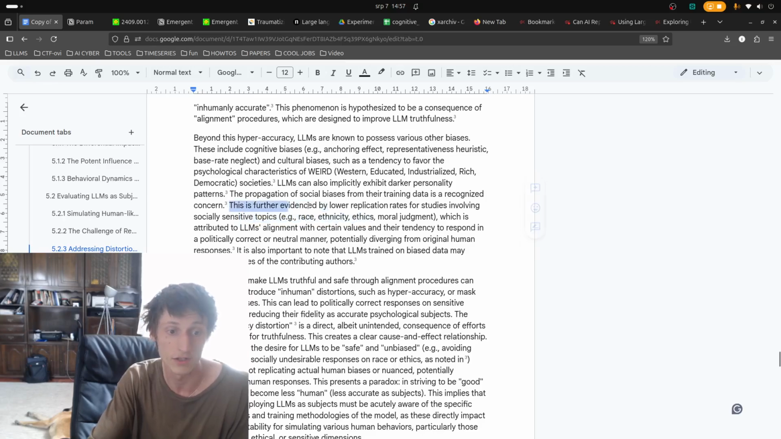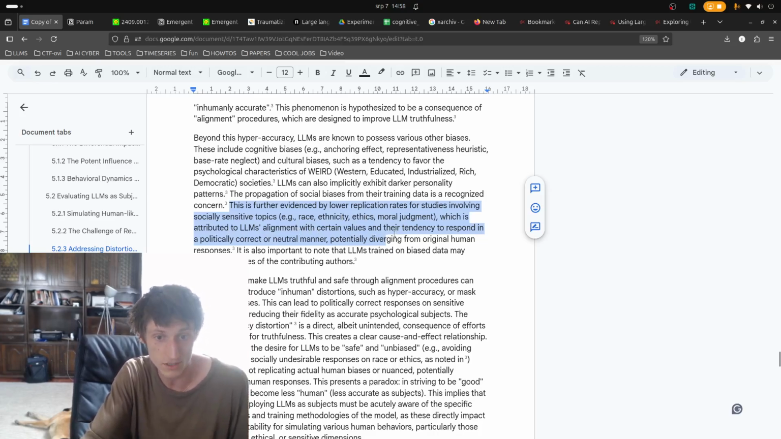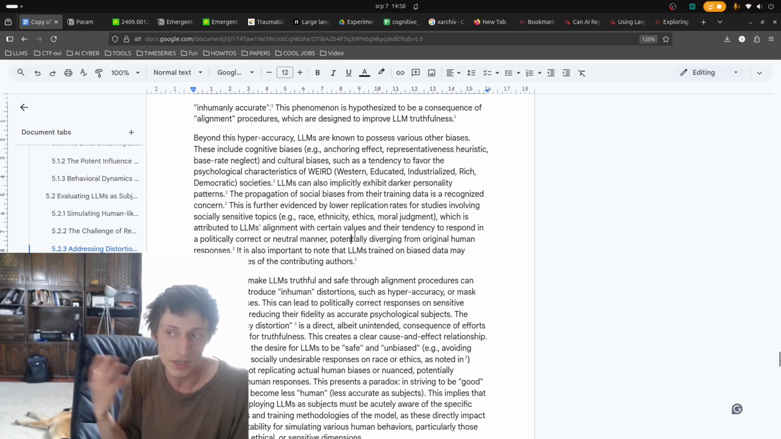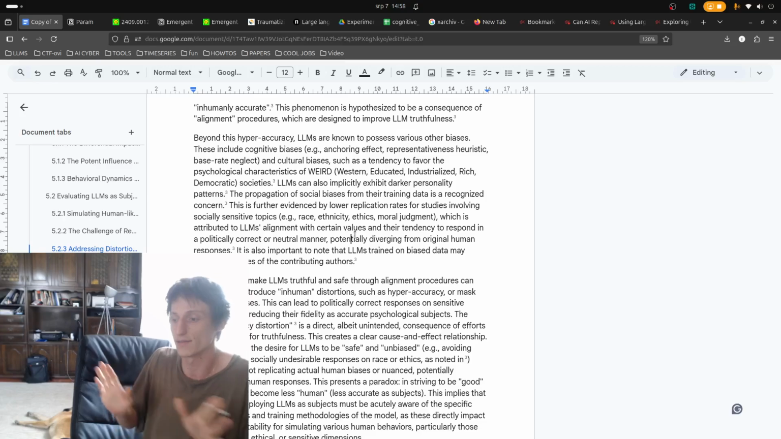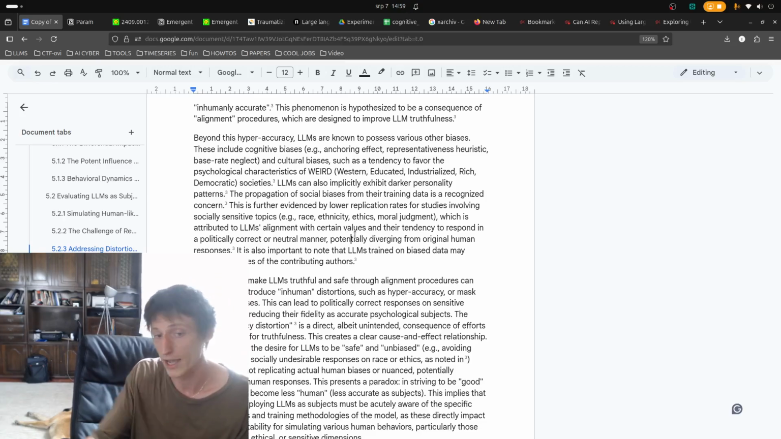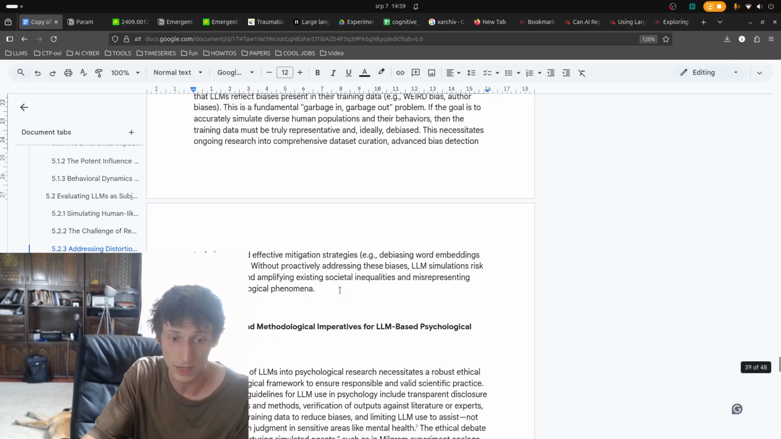Yeah, so this is my point about the fine-tuning. This is further evident in low replication rates for studies involving socially sensitive topics, race, ethnicity, ethics, which is attributed to LLMs' alignment with certain values and their tendency to respond in a politically correct or neutral manner. We are trying to align them to be general and unbiased about everything. But in general, I am kind of positive.